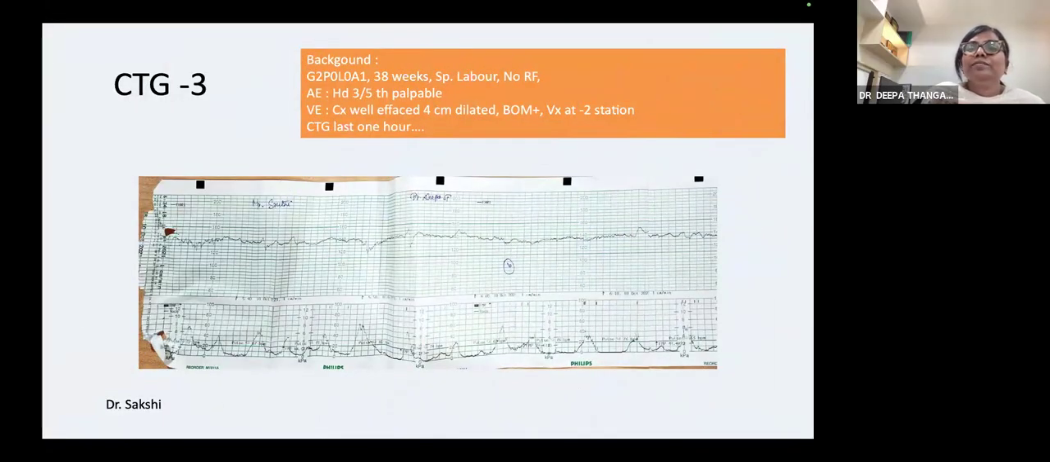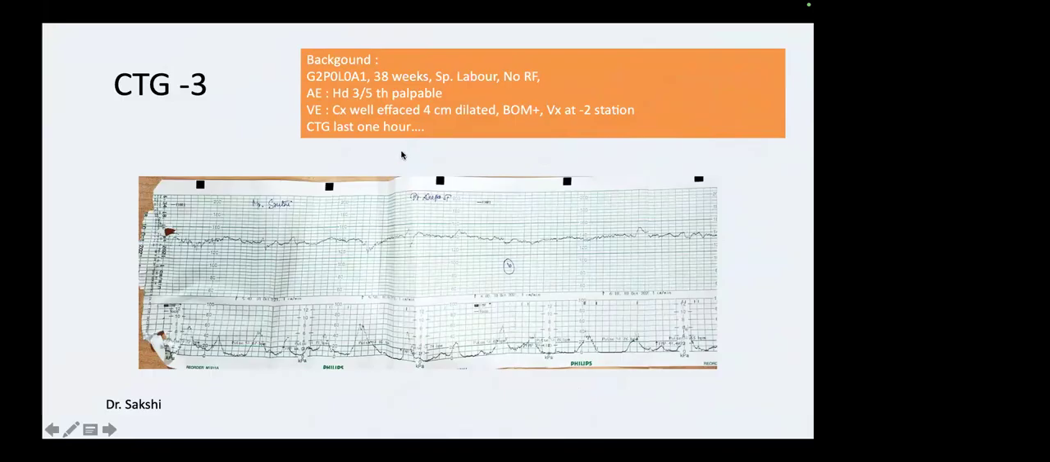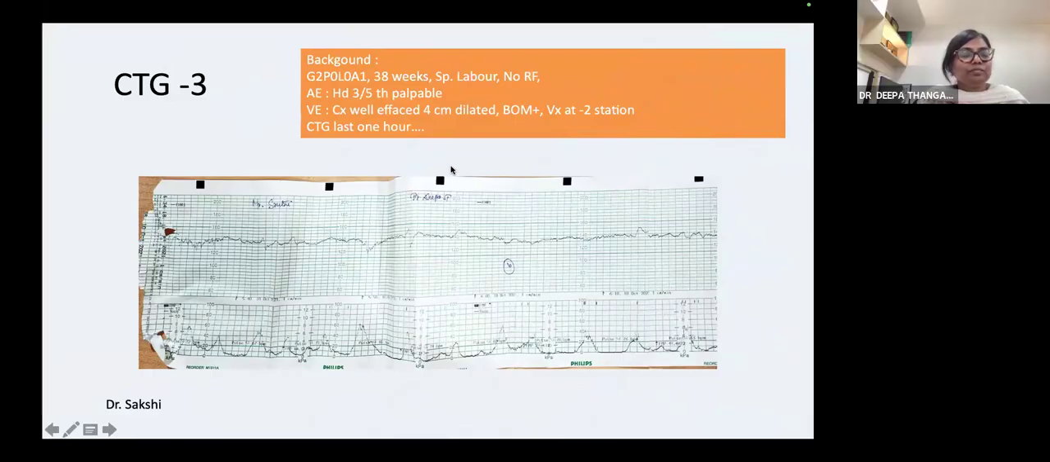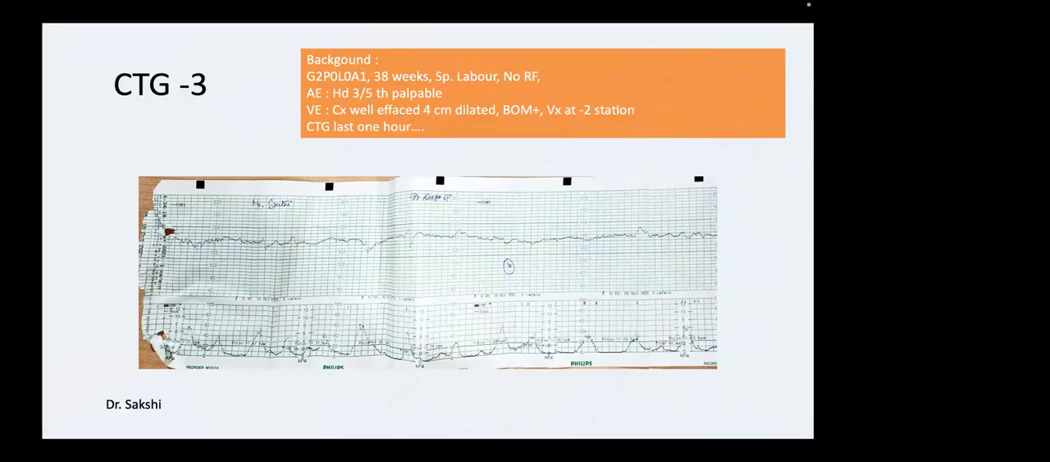Sakshi, are you there? Yes, ma'am. Read the CTG, Sakshi. G2A1, 38 weeks, spontaneous labor, no risk factor. Head is 3/5 palpable. Cervix is 4 centimeters dilated and well effaced. Bag of membrane present, minus 2 station. This is the last hour CTG. According to Dr. C. Bravo, the defined risk is no risk.